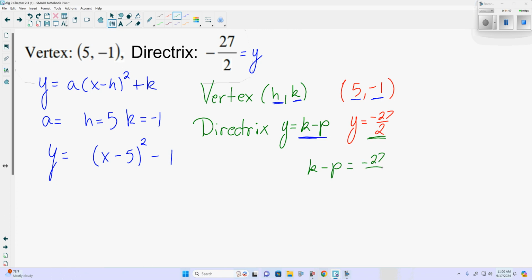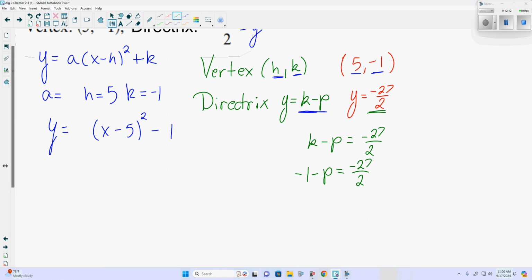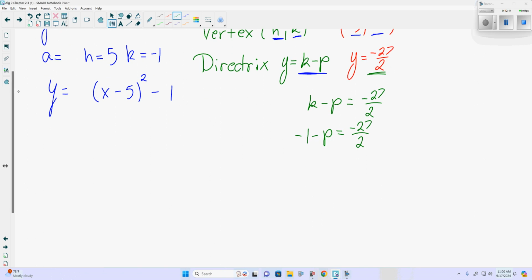The -27 over 2, because that is what's matching up. Because when we take our value of K, which in this case is -1, and we subtract whatever P is from it, we should get -27 over 2. Because K minus P is our directrix, and it's told to us in the equation that it's -27 over 2. Questions on this so far?